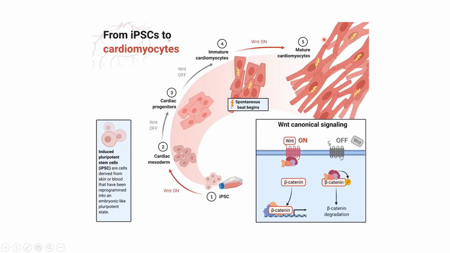So from induced pluripotent stem cells, for example, you can generate whole organs also. For example, cardiomyocytes, whole cells and tissues can also be generated from induced pluripotent stem cells. For example, here you can see that there are induced pluripotent stem cells, and WNT signaling will convert them into cardiac mesoderm. Okay. Then this cardiac mesoderm will be converted into cardiac progenitor cells and cardiac myocytes. So cardiomyocytes are present in the heart tissues.